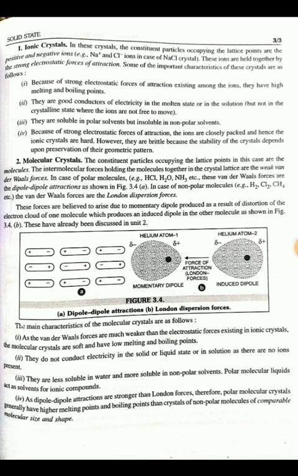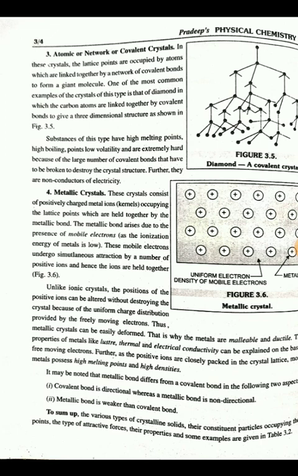Third, atomic or network or covalent crystals. In these crystals, the lattice points are occupied by atoms which are linked together by a network of covalent bonds to form a giant molecule. One of the most common examples of the crystals of this type is that of diamond, in which the carbon atoms are linked together by covalent bonds to give a three-dimensional structure as shown in the figure.